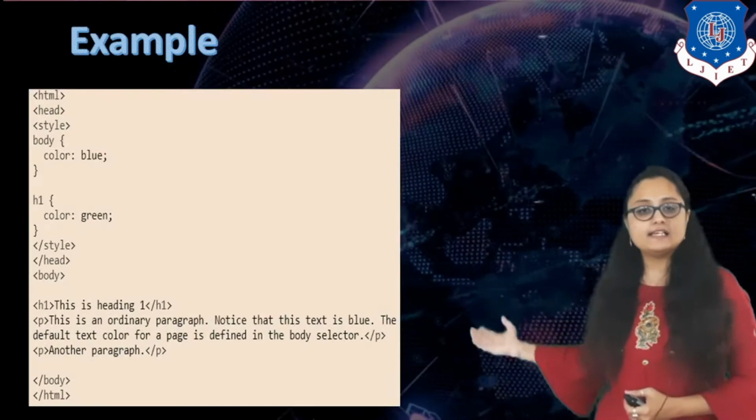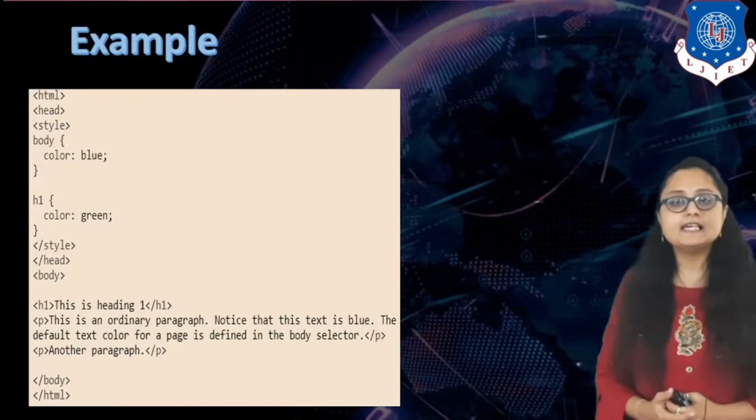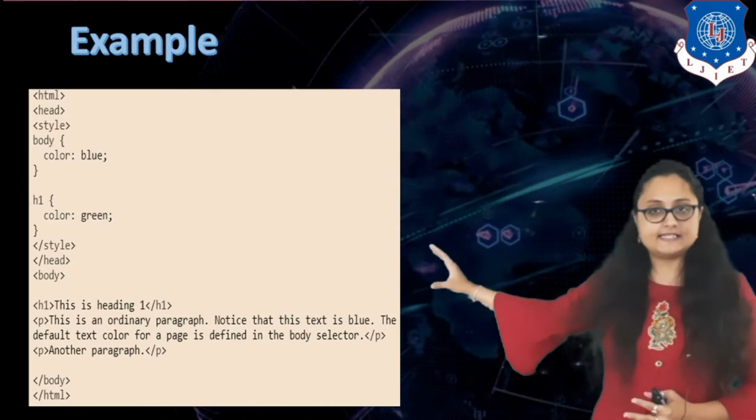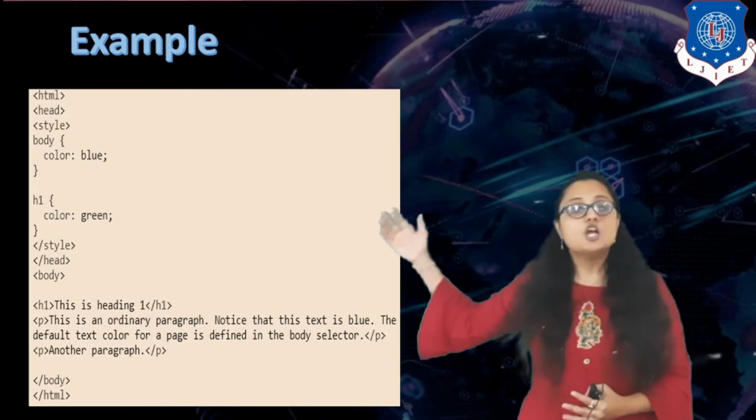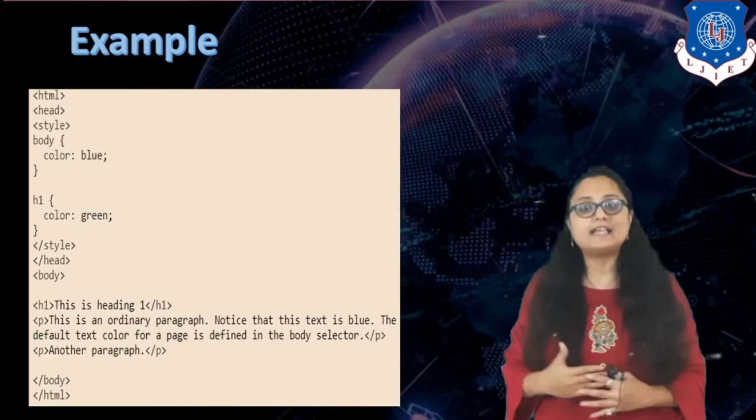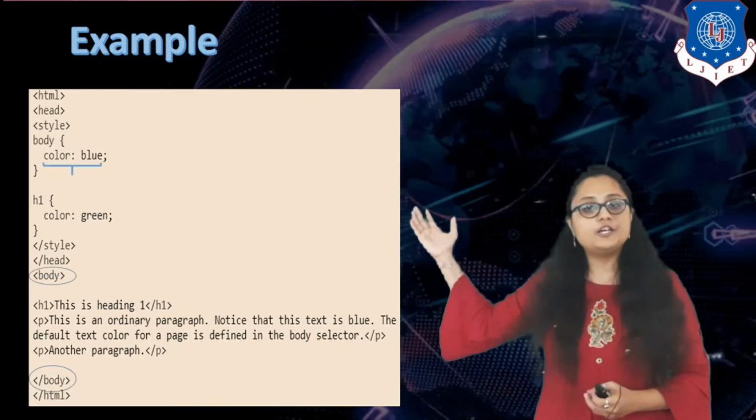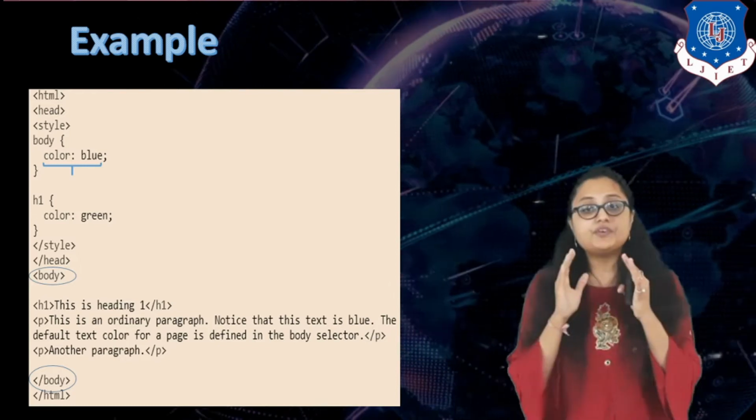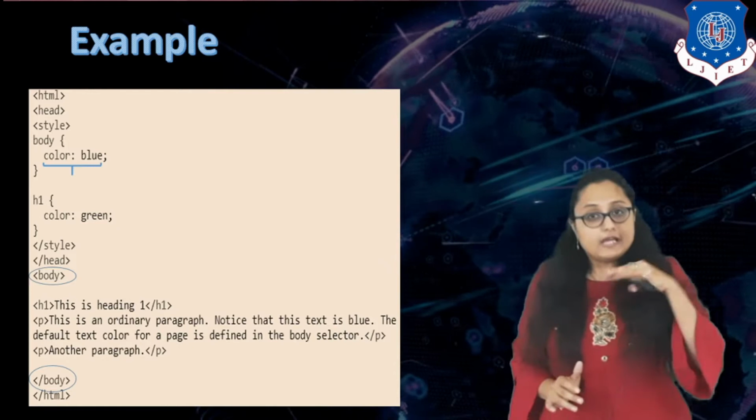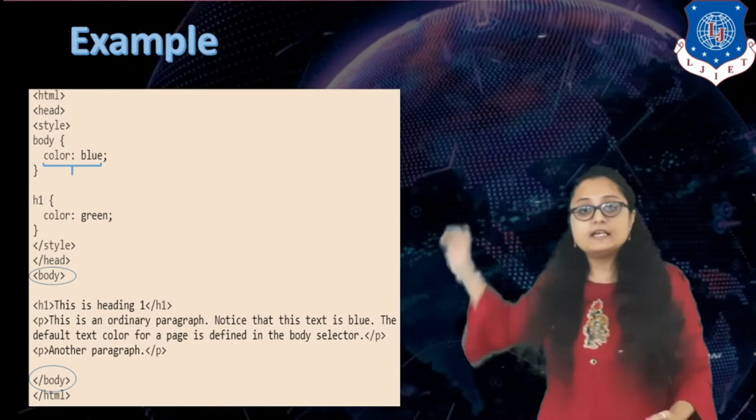Now let us take one example. So here you can see that I have written this internal CSS, and inside this internal CSS you can see that I have specified font color for 2 different elements. What is the first element? You can see over here I have specified color colon blue, and for which element I have specified it? Body.